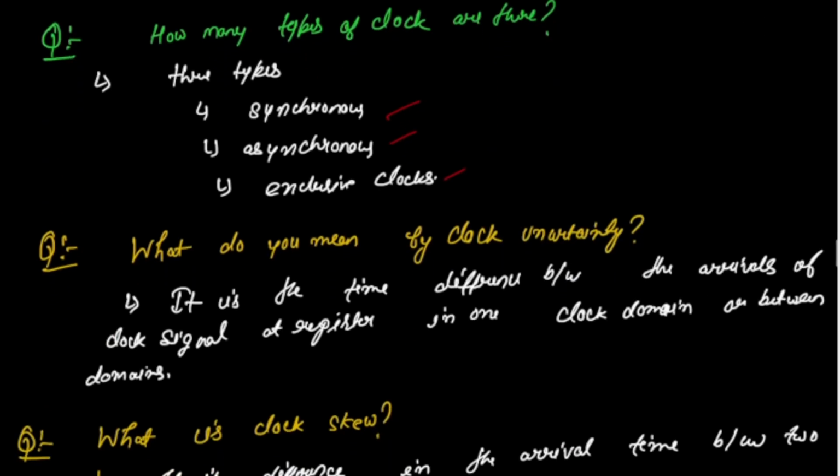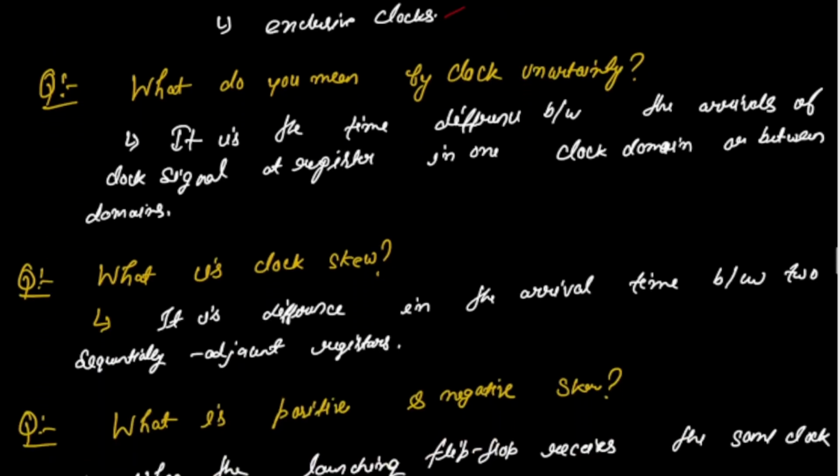What do you mean by clock uncertainty? It is the timing difference between the arrival of the clock signal at register pins in one clock domain or between domains.